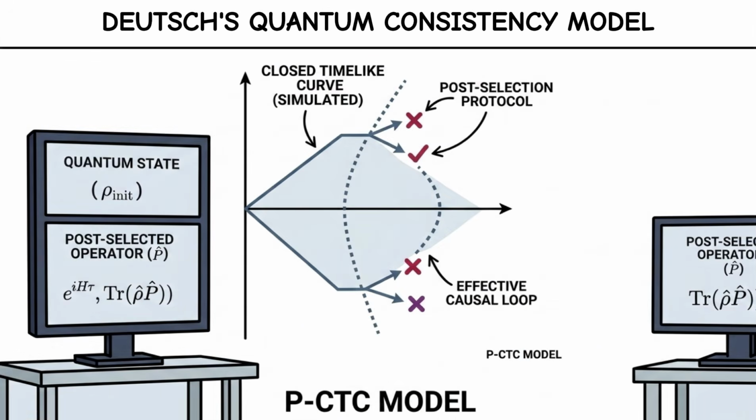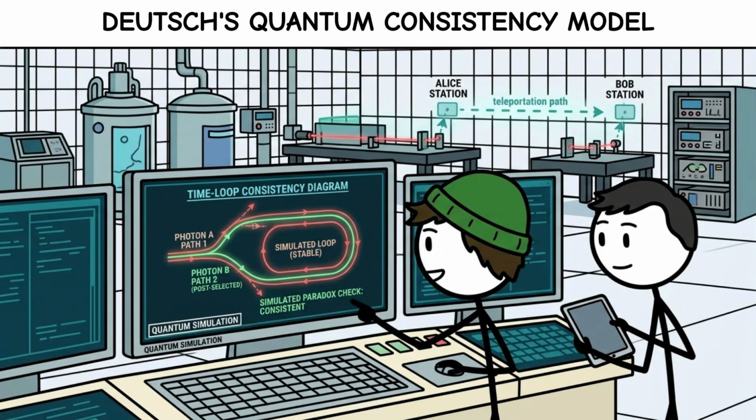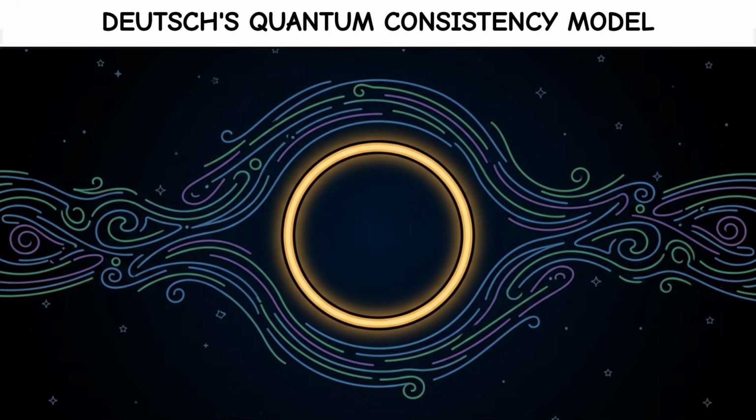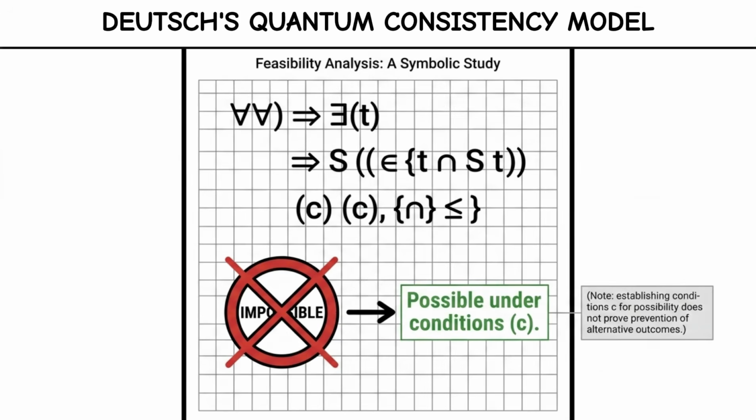Seth Lloyd and colleagues at MIT went further in 2011, publishing both a theoretical alternative, the PCTC or post-selected model, and an actual laboratory experiment using quantum teleportation to simulate the consistency behavior Deutsch predicted without needing a real time loop. Deutsch set out to show quantum mechanics resolves the paradoxes of time travel. He ended up demonstrating that if a closed timelike curve exists, quantum mechanics has no fundamental objection to it existing. This is the opposite of a proof of impossibility.